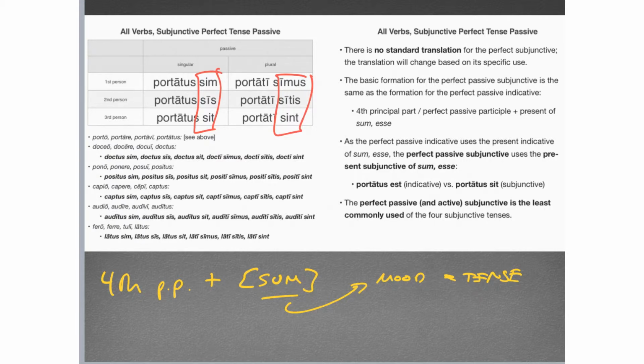The one thing I would remind you of or point out is that this fourth principal part is a participle. And as a participle, it needs to agree with a noun. In these compound forms, it will agree with the subject of the verb. So for your singular forms, you're going to have a singular ending: us, a, um.